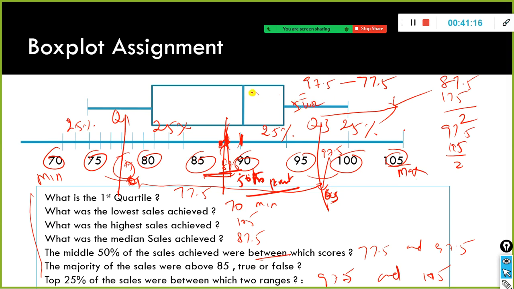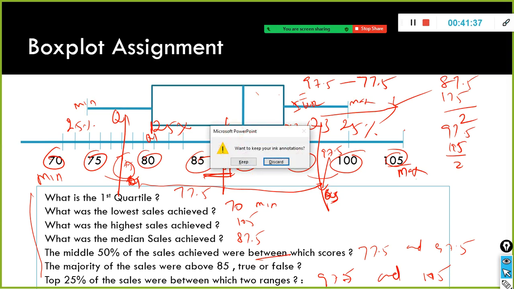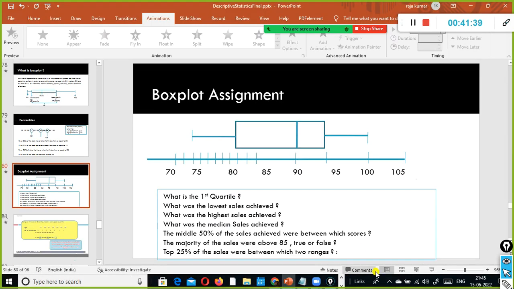So in simple terms, this is what your Q1. Ideally, this line is Q1, this is your Q3, and this is your Q2. And this is your minimum. This is what your maximum. Let me just clear up everything, let me write it neatly.